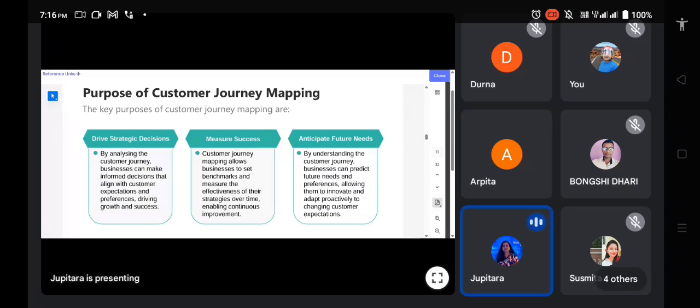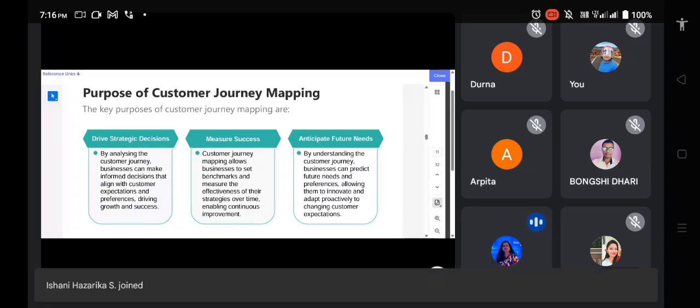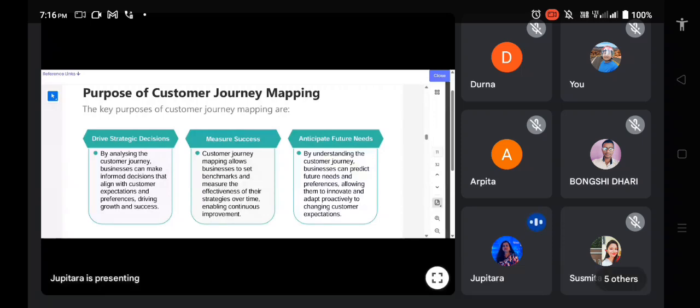Okay, who else is there? Ajay, Arpita, Bongshi, Durna, then Markeleshwar is there, Nilakshi is there, Noor Nabi is there, Shankar is there, Ishani. Okay, who else is there? Sushmita. Saidur was there, where did he go?